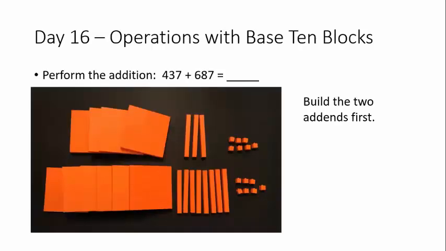Here is an addition problem. 437 plus 687. Notice that I have built both addends. The first addend, 437, is modeled with 4 flats, 3 rods, and 7 units. 687 is modeled with 6 flats, 8 rods, and 7 units.